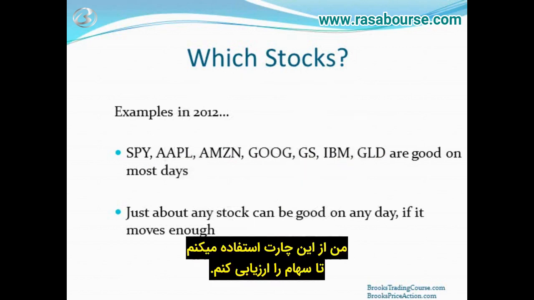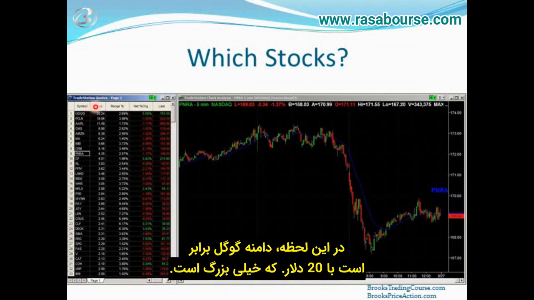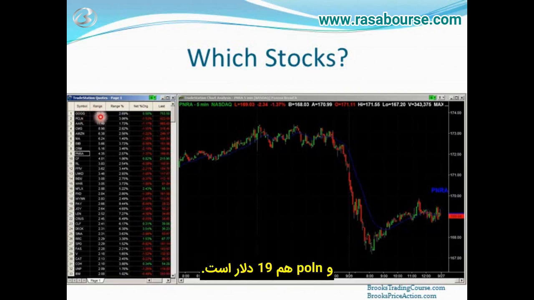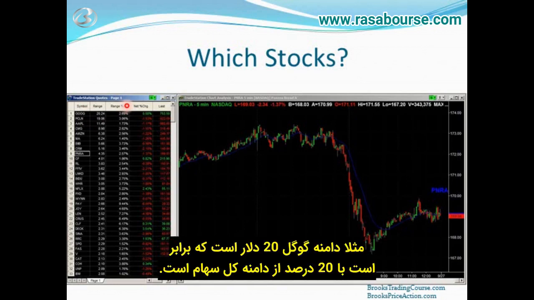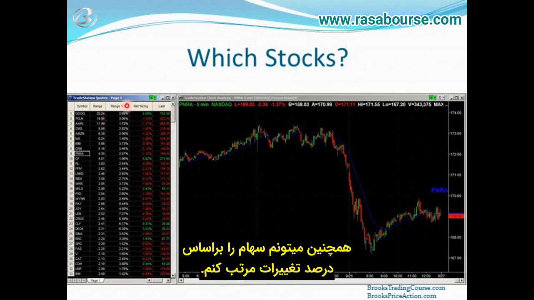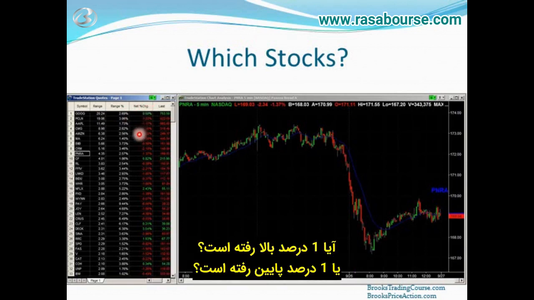This is a chart that I use for scanning. I have it sorted right now based on the range. On this particular day, at the time that I scanned this, Google's range was $20, which is huge. I can also sort based upon how big today's range is compared to the range of the stock. So this $20 move in Google is 20% of the total range of the stock. I can also sort on the basis of the percent change today. So what percentage change is Google on the day? Is it up 1%? Is it down 1%?